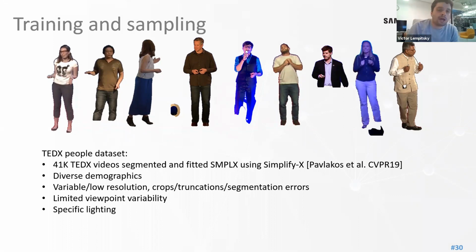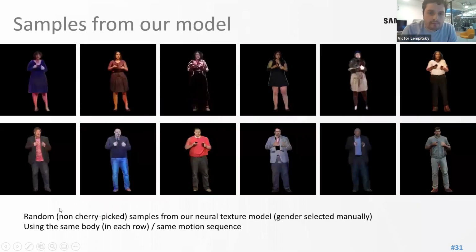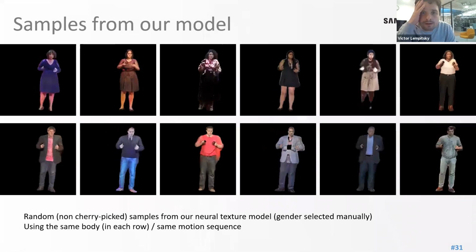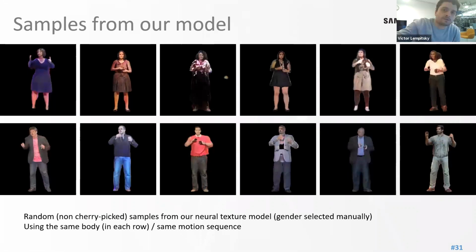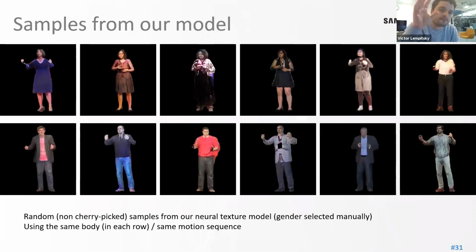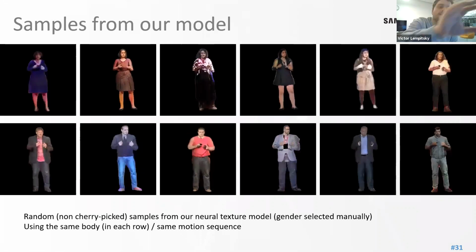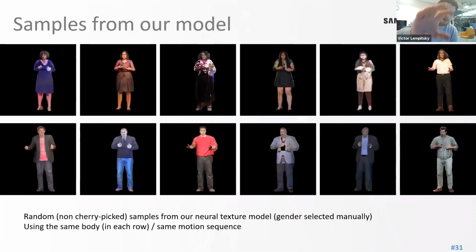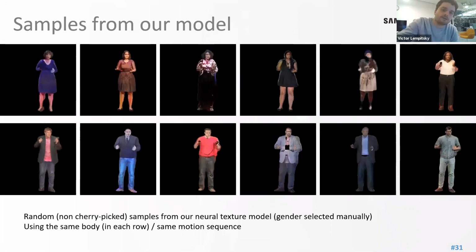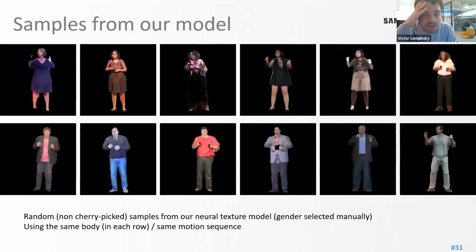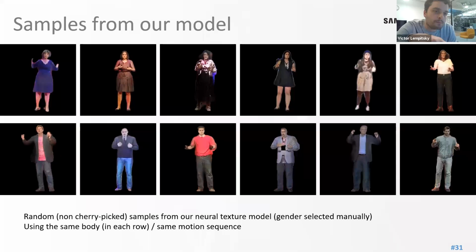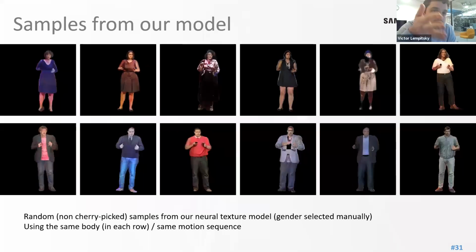Based on this data set, we get results like this. I'm now showing samples from this data set. They are not cherry-picked. They are superimposed on the same body mesh: the top row on the average, mean female body mesh, and then the mean male body mesh. The only cherry-picking that I have made here is that for each texture, I picked whether it looks more like a male or female texture. So that's the only cherry-picking happening here. Otherwise, these are representative samples.